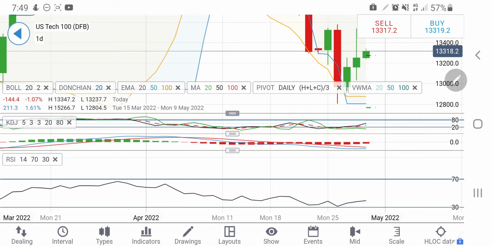So take your position and trade with caution. Below 13200, we may see a sharper red candle which will try to take it to below 13000 levels again. So take a short entry at 13200 and trade accordingly.